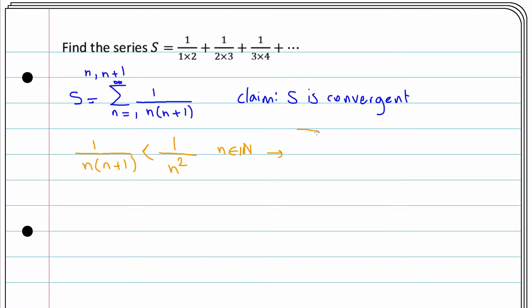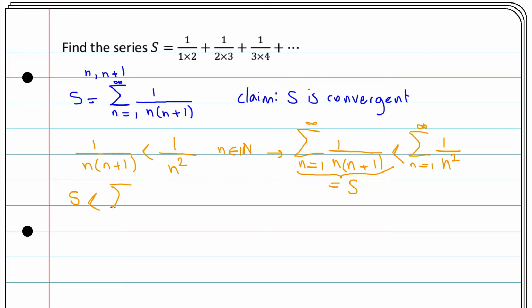Now if I take the sum over 1 to infinity of both terms, I get the sum of 1 divided by n times n plus 1 is less than the sum over n equals 1 to infinity of 1 divided by n squared. The left-hand side here is nothing but S. So I have S less than the sum over 1 to infinity of 1 divided by n squared.